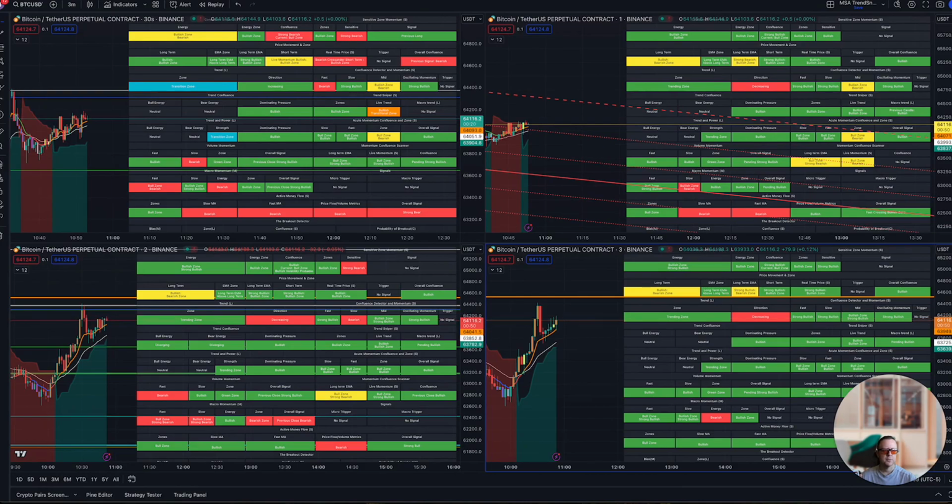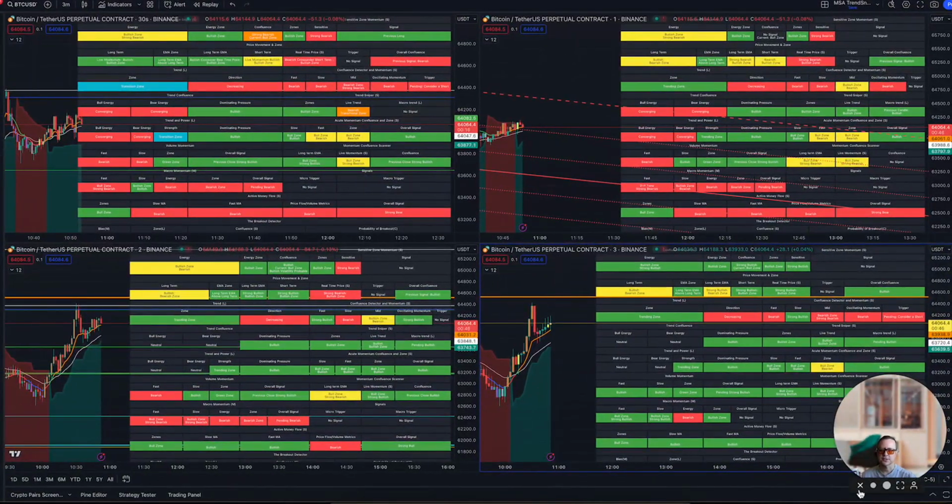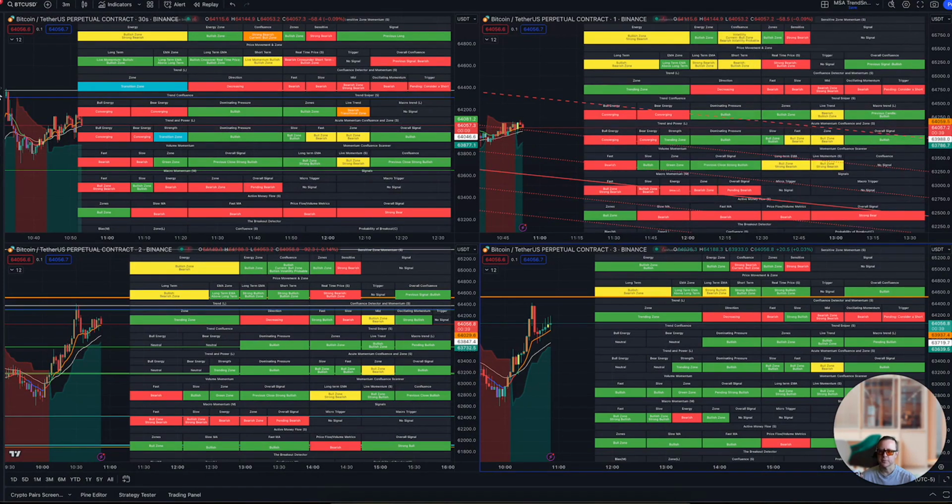I'm trying to figure out where my little box is for my drawing tools. It went away. Okay. Well, if I can't draw with the Loom pen, I'll draw with the TradingView pen.